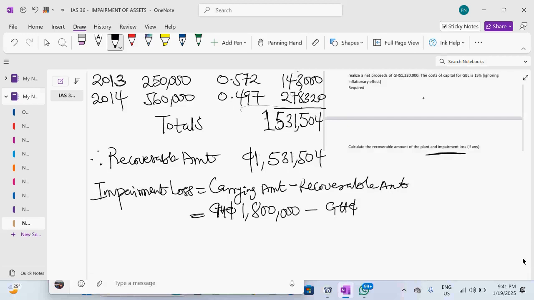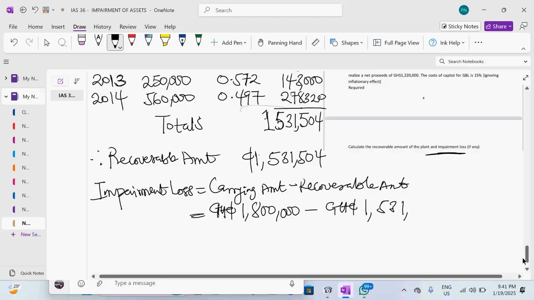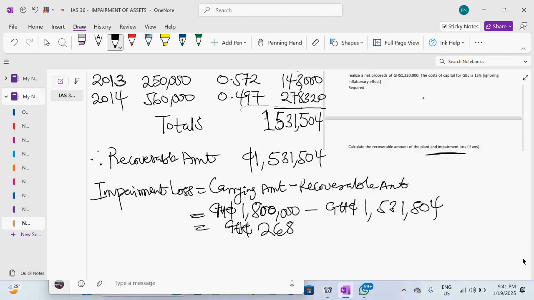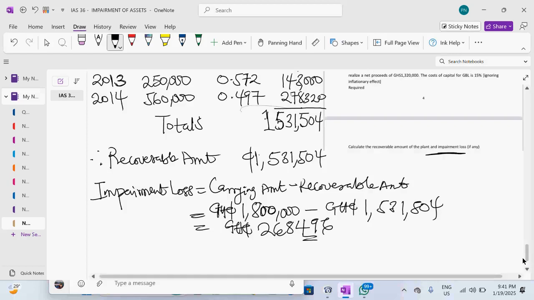Minus 1,531,504. So what then is our impairment loss? 268,496. So this becomes our impairment loss, if any.